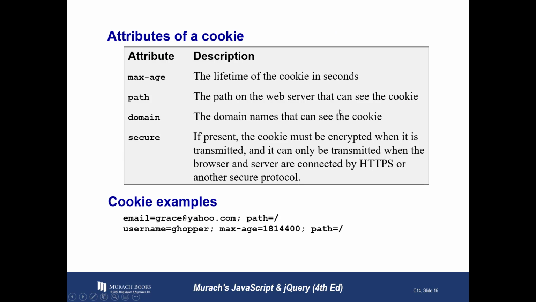All right. The attributes of a cookie, there's even more than what are shown here. Notice the max age, the lifetime of the cookie in seconds. The path on the web server that can see the cookie, the domain names that can see the cookie, and whether it's secure or not. And if it's secure, as it says, the cookie must be encrypted when it's transmitted. And it can only be transmitted when the browser and the server have HTTPS or some other kind of secure connection.